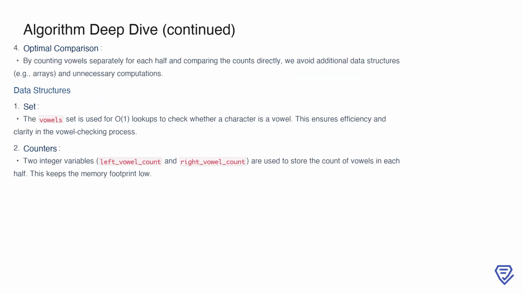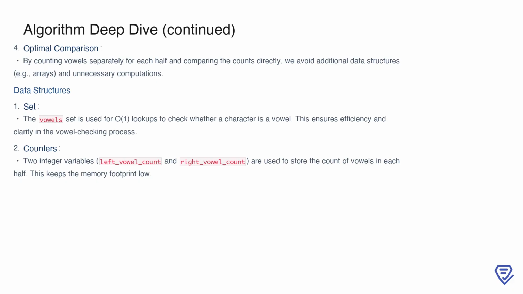The vowel comparison strategy here is also optimized for simplicity and efficiency. By counting vowels separately for each half and directly comparing the counts, we avoid the need for additional data structures, such as arrays or lists, which could introduce unnecessary overhead. This keeps the algorithm lightweight while maintaining clarity.